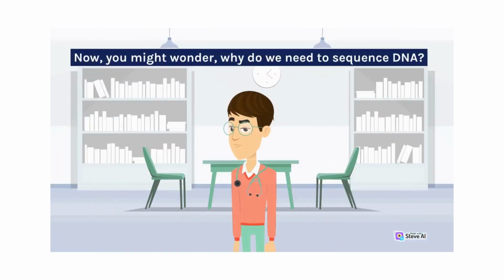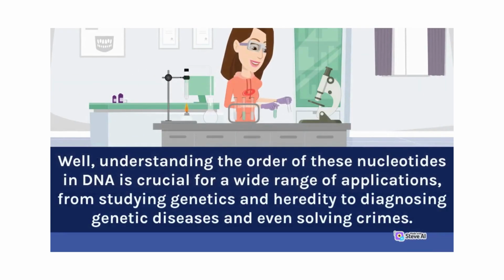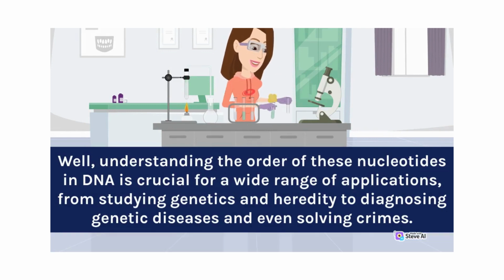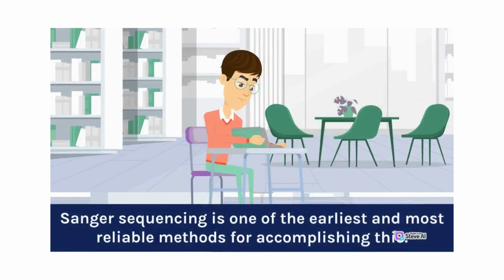Now, you might wonder, why do we need to sequence DNA? Well, understanding the order of these nucleotides in DNA is crucial for a wide range of applications, from studying genetics and heredity to diagnosing genetic diseases and even solving crimes. Sanger sequencing is one of the earliest and most reliable methods for accomplishing this.